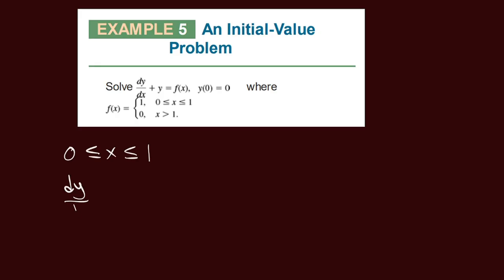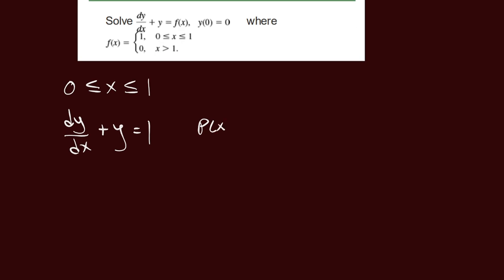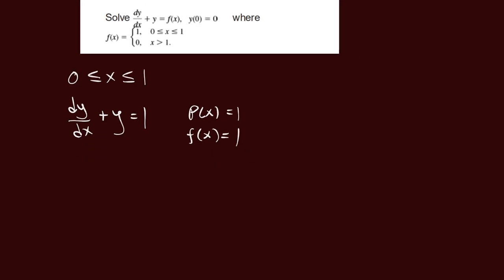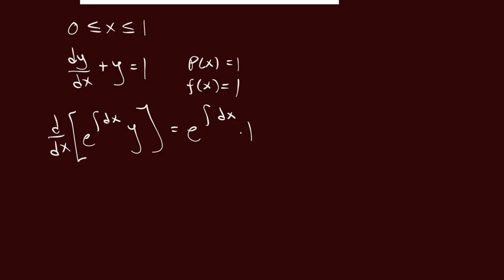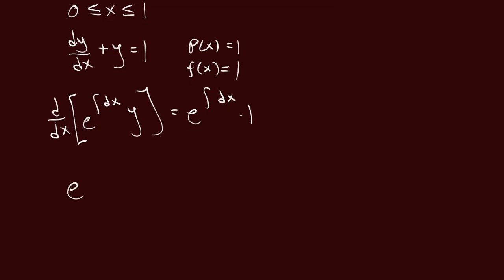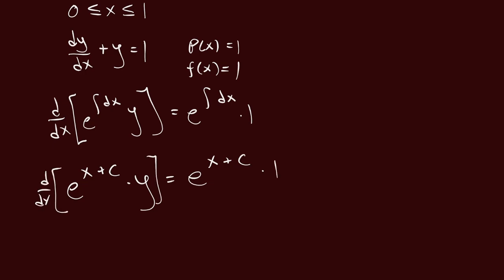So it's going to look like our equation is in the following format. We have p of x to be 1, and then we have f of x to also be 1, okay? So now we will just use the following formula. Okay, and quickly integrate all of this, and then integrate this.